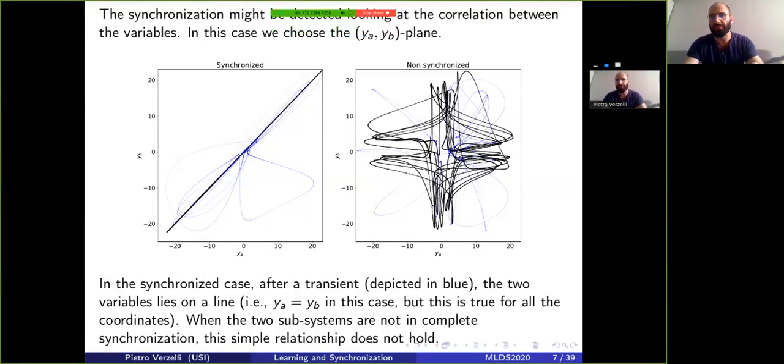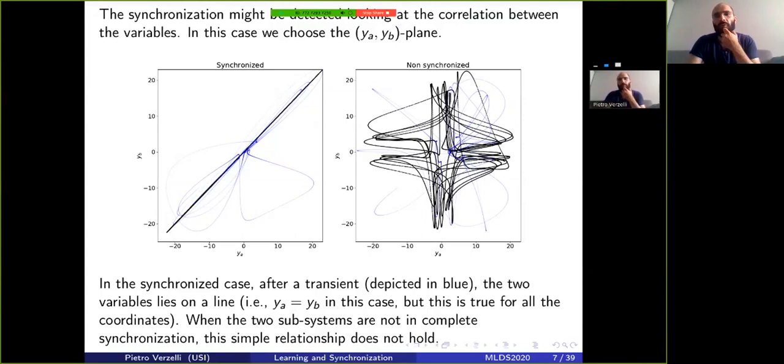in the synchronized case, after a transient, which I highlighted in blue, the system will tend to the diagonal, because that's of course the relationship y of a equals y of b. It was the same for x and z, I just chose a random one. While in the other case, you see that after the transient, this movement doesn't stop. There is no transient actually. They will just keep moving around in the state space with no correlation. And so there is no simple relationship holding for the coordinates.